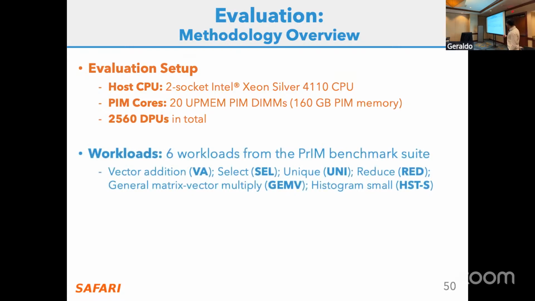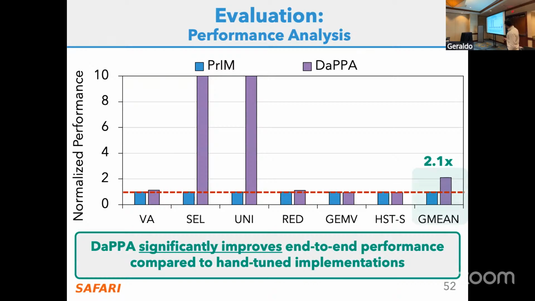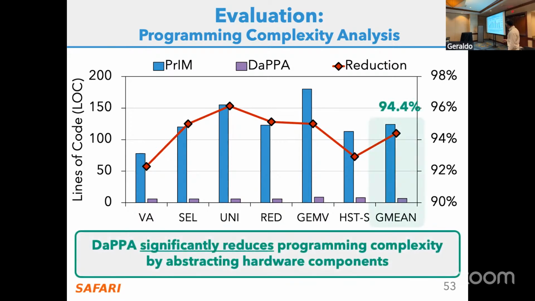Again, we evaluate Dapa on a UPMEM-based system with workloads from the PIM benchmark suite, and we see that in terms of performance, we get some very good performance gains over hand-optimized implementations because we are using dynamic optimizations and doing CPU plus PIM collaborative execution. Also, in terms of lines of code reduction, Dapa significantly reduced the number of lines of code that you need to write to implement those six workloads from the PIM benchmark suite.